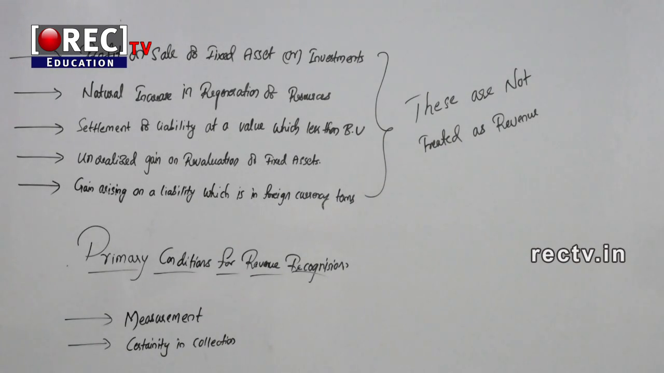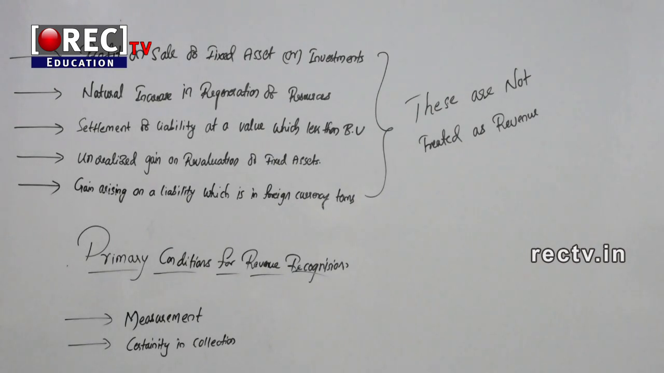If uncertainty arises at a later point of time, one should either create a provision or book a bad debt. So today you have measured as per the primary conditions of revenue recognition that 10,000 is going to be recognized, and there is a certainty of collection. If at a later point of time any uncertainty happens, at that time you should create a provision or make a bad debt.